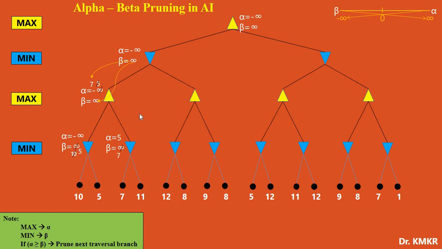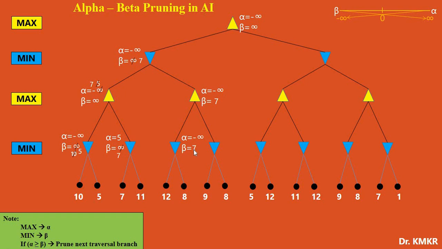Among this, the least value is 7, so update this infinity with the least value, 7. Now it has to traverse to the next branch, but here only pass the alpha beta value to the child node. Remember the point. So alpha is equal to minus infinity, beta is equal to 7. Now compare the value 12 with the beta value 7.